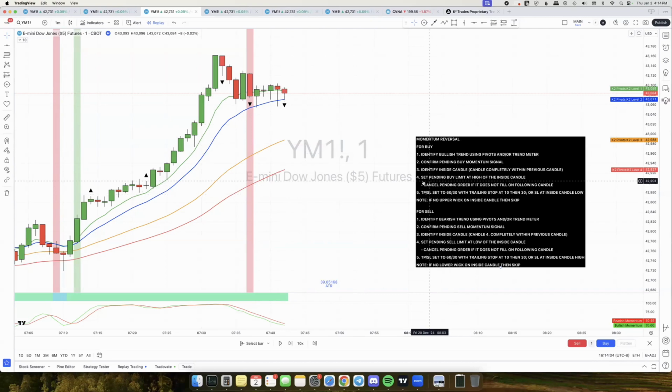For step 4, you want to set a pending buy limit at the high of the inside candle. So as soon as this candle here closes, you're going to place a buy limit at the high of this candle because you're looking for a buy. So with that said, I drew a line right there so you can see the price point a little bit better. And you can see right here, it's at 43,096. So I'm going to go ahead and put a pending buy order right here.